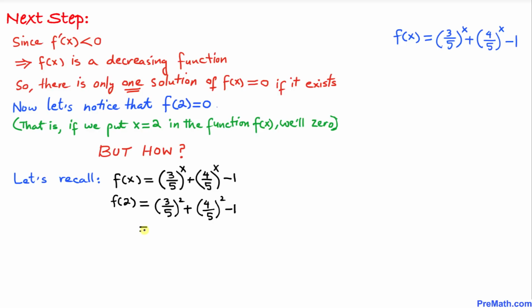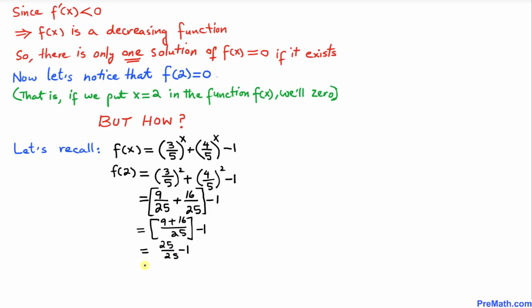So far so good. And here we're going to apply the rules of exponents. 3 power 2 is going to become 9 divided by 5 power 2, which is 25, plus likewise 4 squared is 16 divided by 25, minus 1. Let's take care of these fractions in the bracket. Since we have the same common denominator, we can write 9 plus 16 divided by 25 minus 1. So this is going to give us 25 divided by 25 minus 1. So that is going to be equal to 1 minus 1. So we conclude that f of 2 does indeed turn out to be 0.